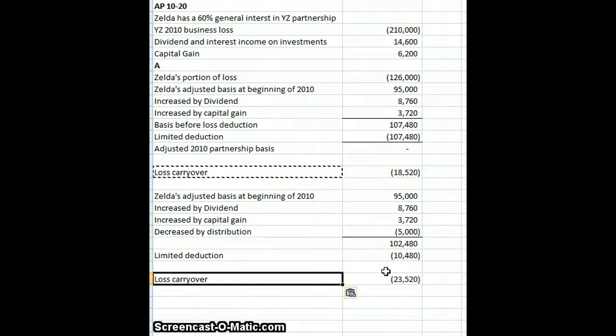So that is how we handle losses on a partnership. So remember, the partner can only deduct their percentage of the losses up to their basis that they have in the partnership, up to their adjusted tax basis. So a distribution reduces your tax basis, increases in income and revenues increase your basis.